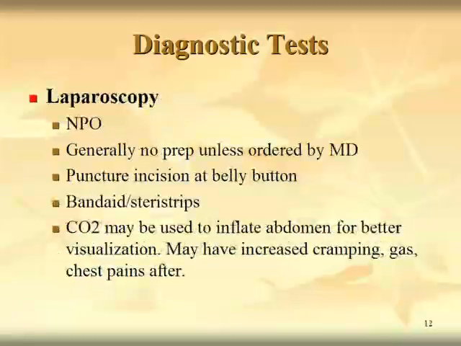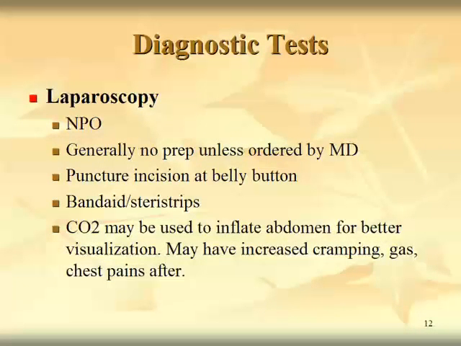Laparoscopy we've talked about in previous lectures. Patients will be NPO before this. There's usually not any prep before it. They will have a puncture incision site at the belly button, and then Band-Aids or steri-strips over this incisional site. Carbon dioxide is used to inflate the abdomen for better visualization.